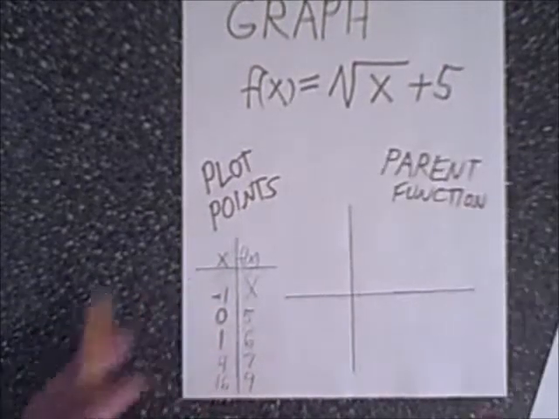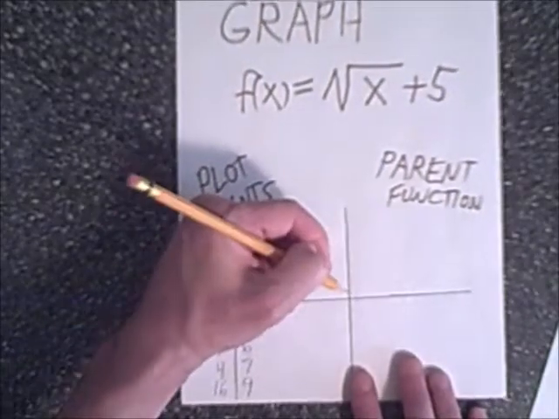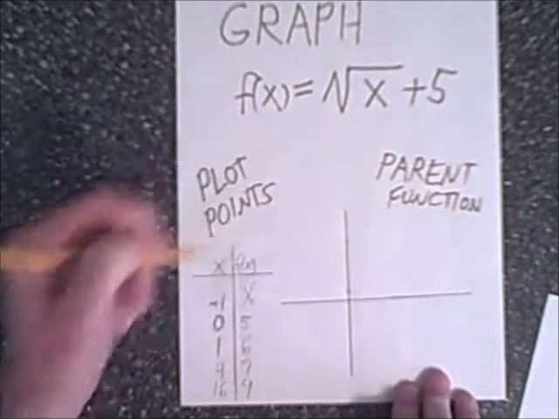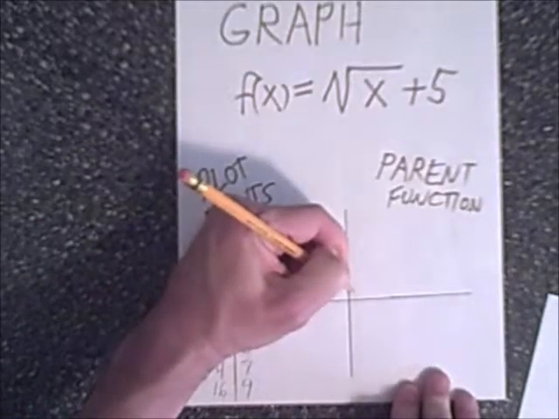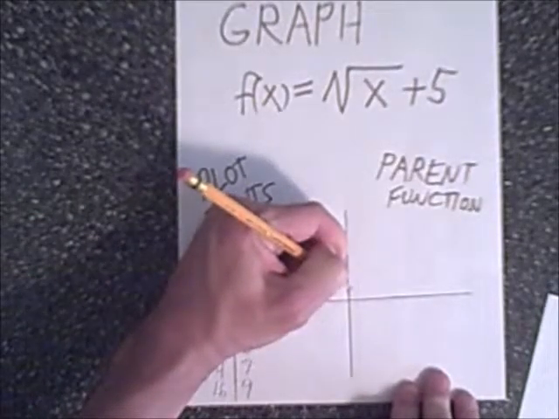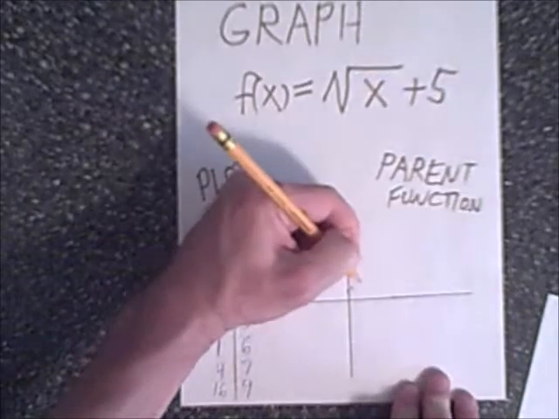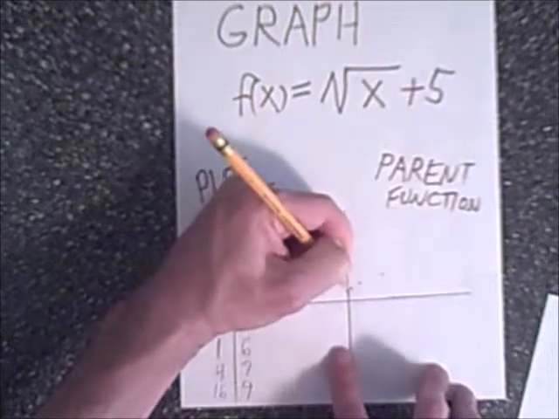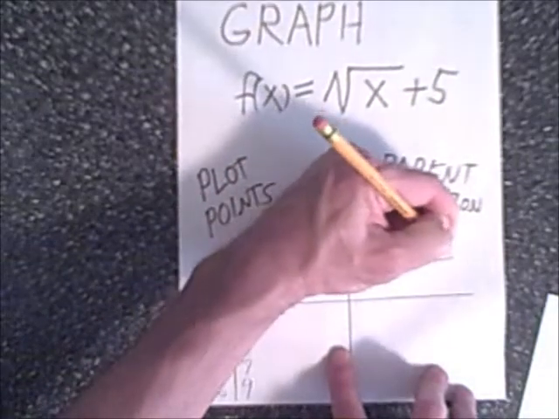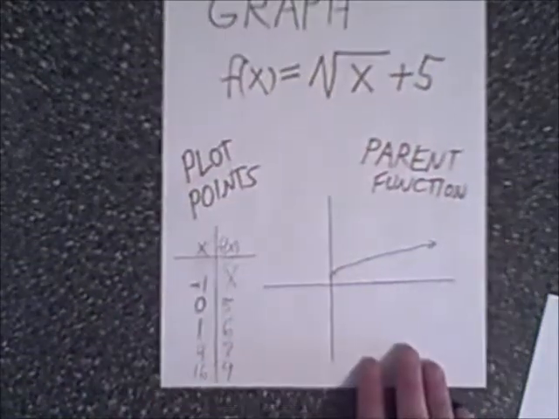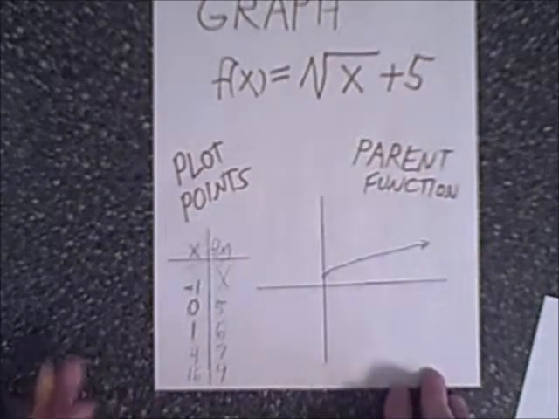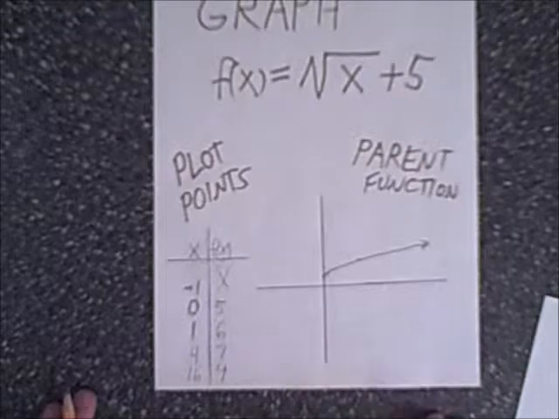Okay, so let's plot these points. We have 0, 5. And again, we're just doing a sketch. So this is 0, 5. Okay, and then 1, 6 would be 1, 6. And then 4, 7. And then 16, 9. And you get basically a graph that looks like this. Okay. And so that's a pretty quick way to sketch a graph.